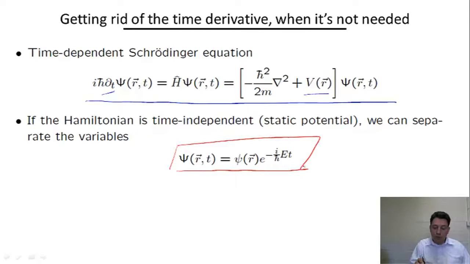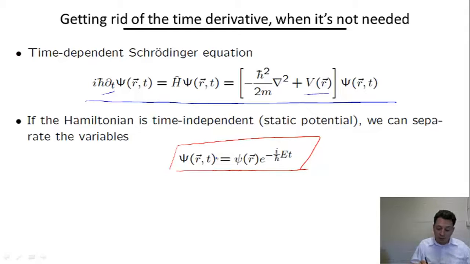So the full wave function is going to be a product of some time-independent piece, psi of r, and this exponential, which is left over from the plane wave. So this psi of r does not have to be a plane wave if the potential exists, but the time dependence remains the same.